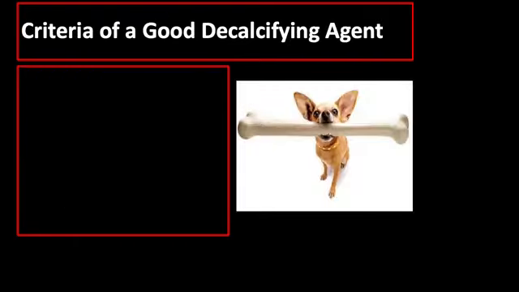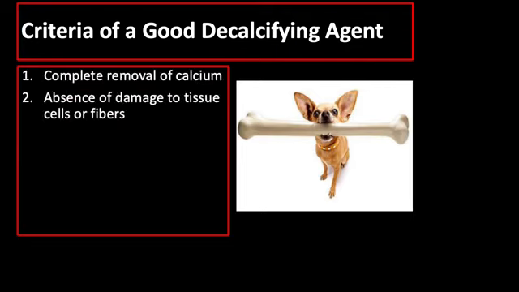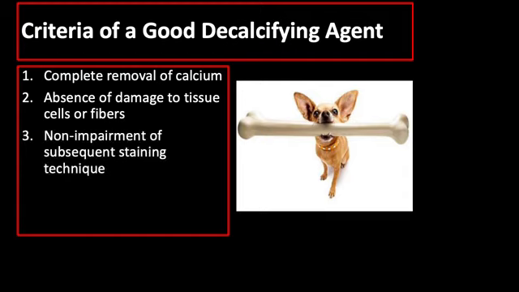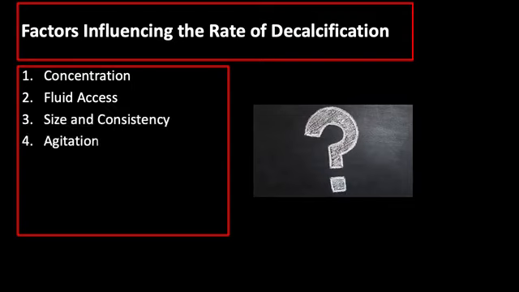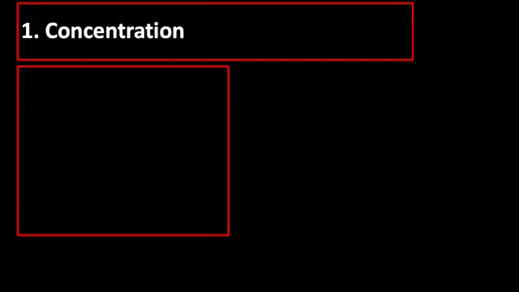There are actually criteria of a good decalcifying agent, namely complete removal of calcium, absence of damage to tissue cells or fibers, non-impairment of subsequent staining technique, and reasonable speed of decalcification. There are also factors that influence the rate of decalcification, which include concentration, fluid access, size and consistency, agitation, and temperature. So let us discuss these factors one by one.